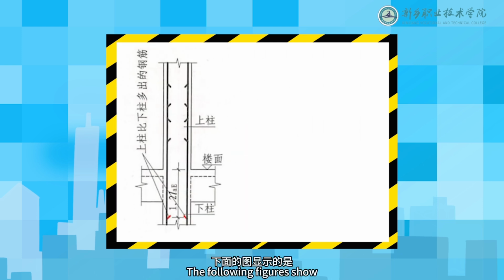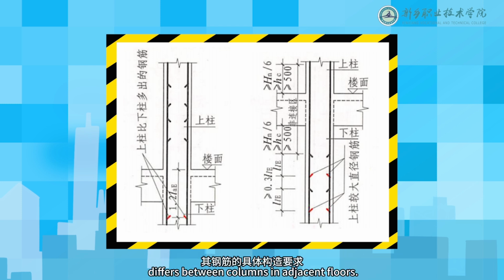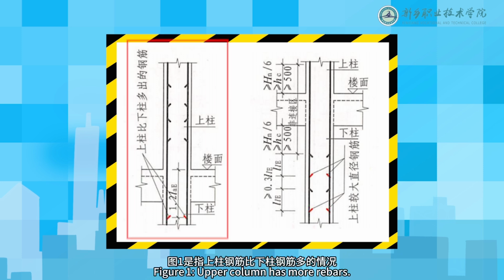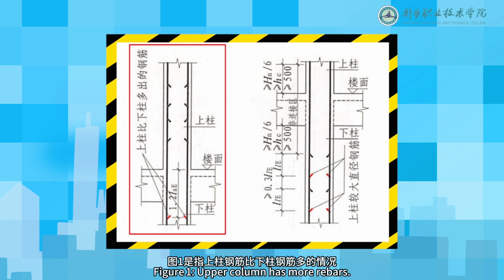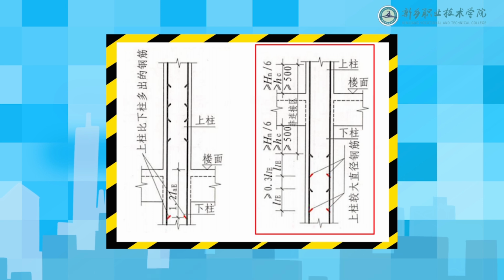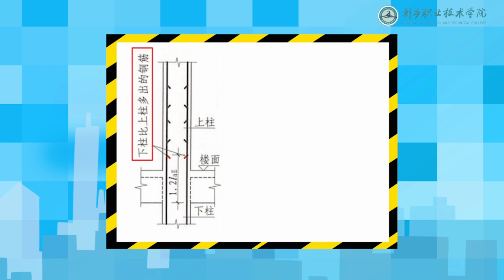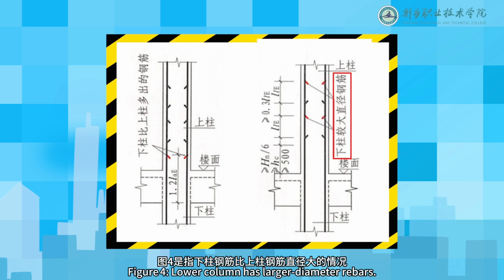The following figures show the specific detailing requirements when the number or diameter of longitudinal rebars differs between columns in adjacent floors. Figure 1, upper column has more rebars. Figure 2, upper column has larger diameter rebars. Figure 3, lower column has more rebars. Figure 4, lower column has larger diameter rebars.